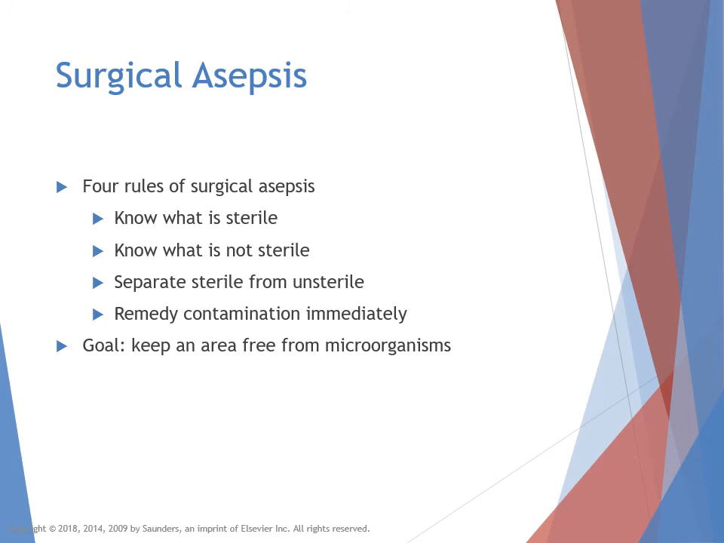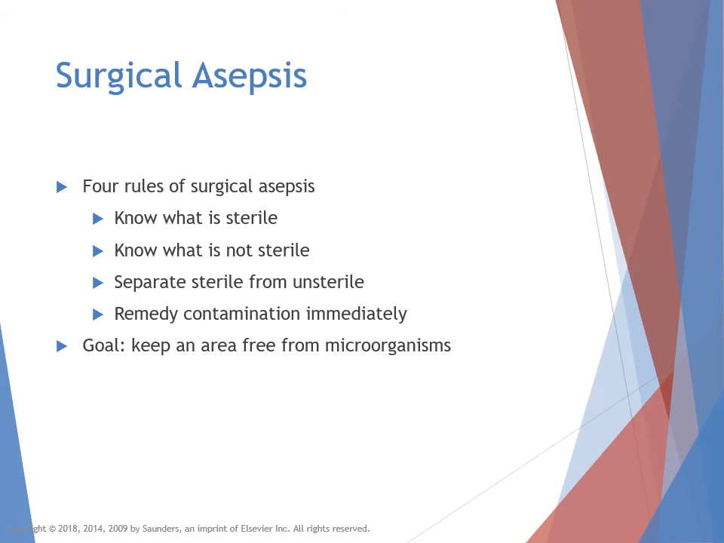Surgical asepsis. This is our sterile process. There are four rules of surgical asepsis. Rule number one, know what is sterile. Rule number two, know what is not sterile. Rule number three, we always want to keep our sterile items separate from our unsterile items. And then most importantly, if a contamination occurs, we want to make sure that we remedy it. So it doesn't matter who you're working with.